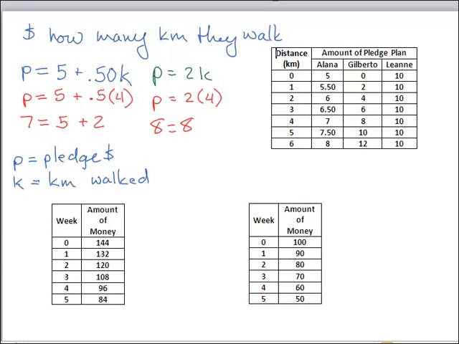And the weird one is Leanne. She just got $10, so her equation is going to be P equals 10.